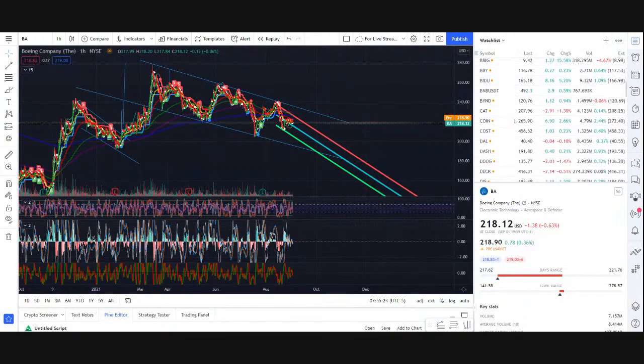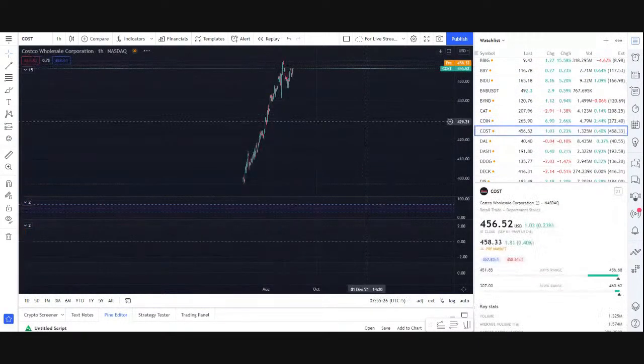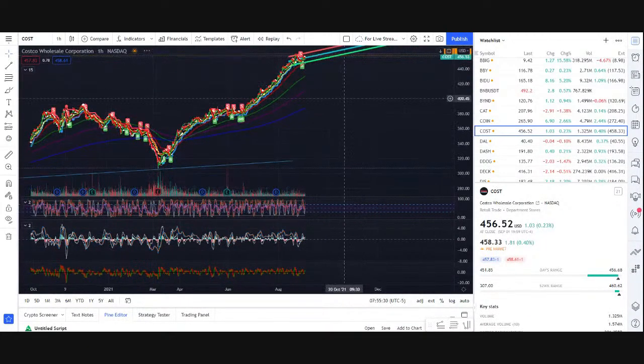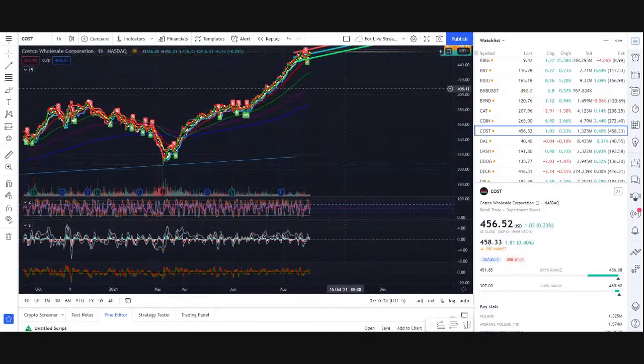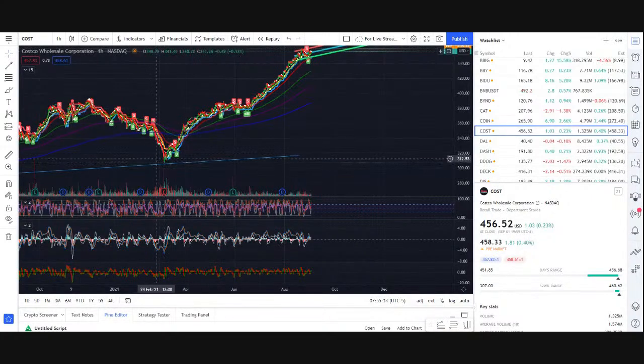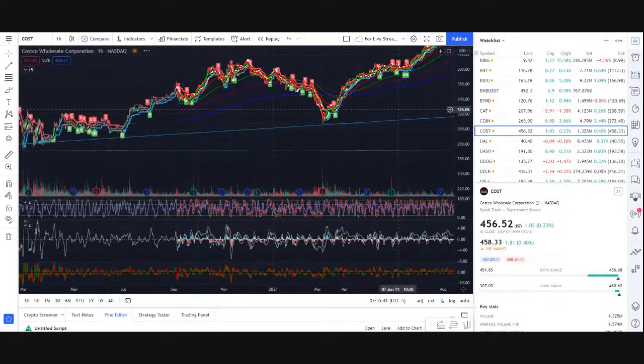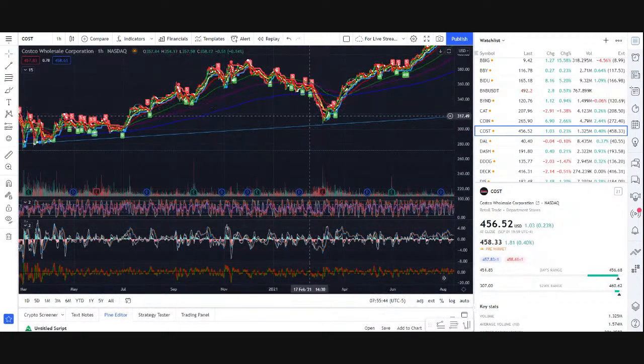What's another one I wanted to show you guys? I was looking at, oh, here, Costco. I did this one a long time ago. I had a Costco call here. I took it right here back in March. But we had this strong pullback back in March, and people didn't believe me because we were way up here at like 350, right?